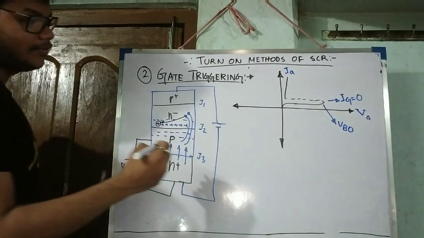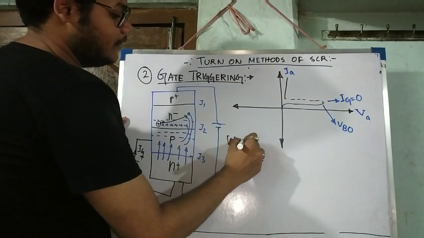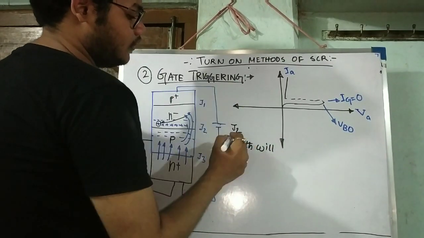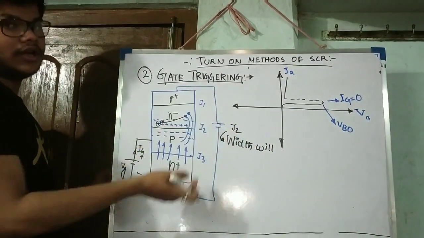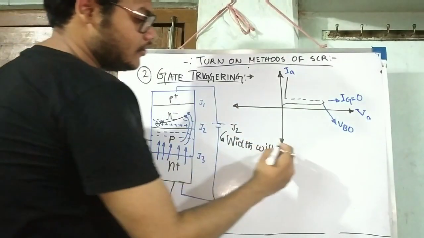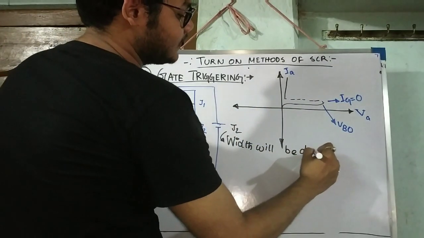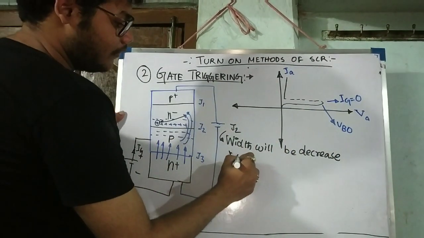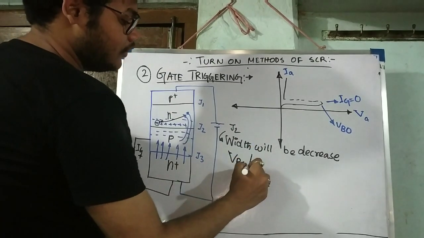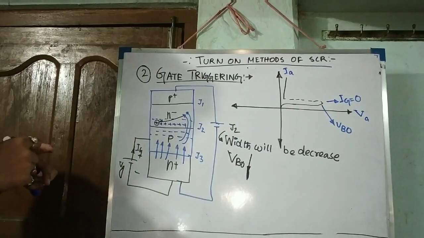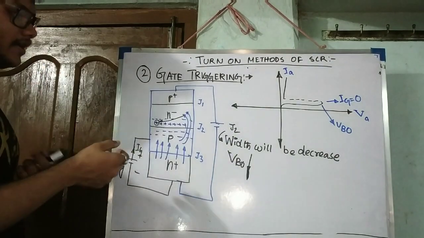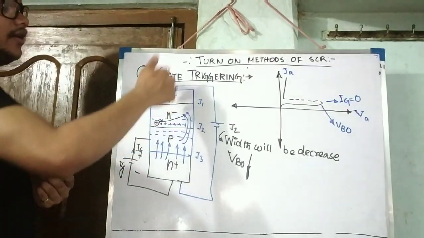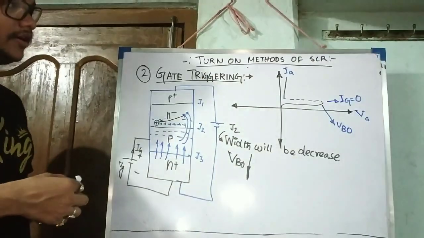And the width of the depletion region will be decreased. The width will be the J2 width. Because these two junctions are already in forward bias, the J2 width will be decreased. As the J2 width is decreased, the value of the breakover voltage is also decreased. And after a certain gate signal, this junction is completely broken down and the device starts conducting.